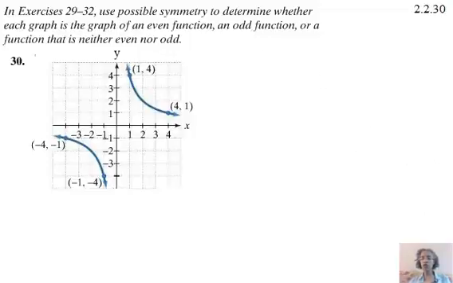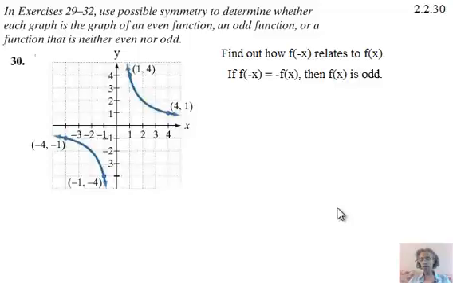So I want to remind you that when you're testing for a function being even or odd, one of the places that you start is replacing x with negative x. So essentially you're trying to find out how f of negative x relates to f of x. If f of negative x equals negative f of x, then f of x is odd.